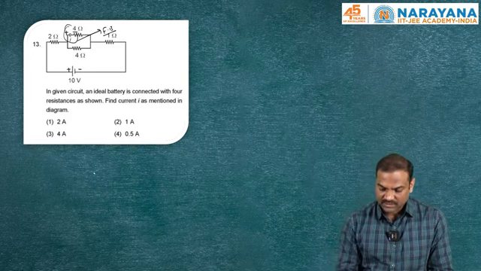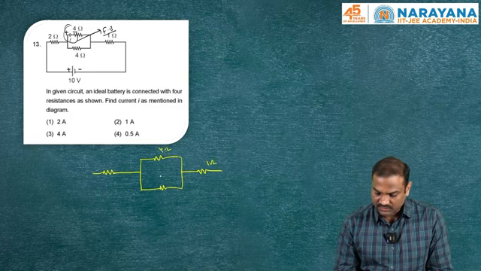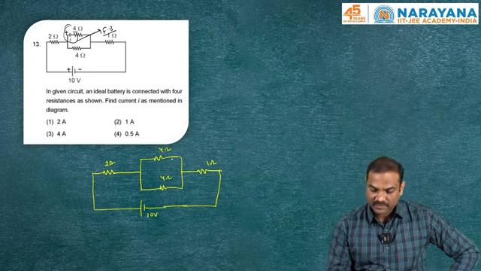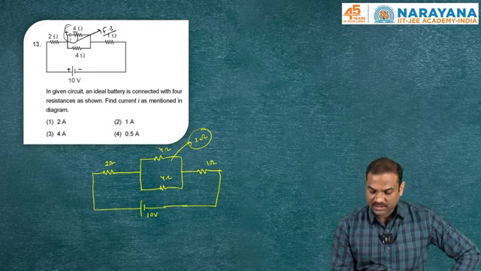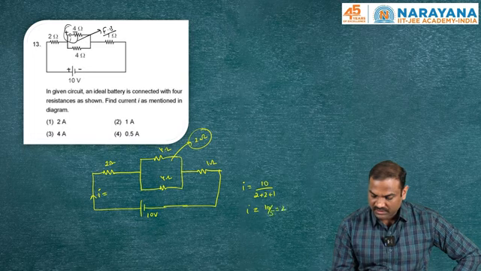Then the circuit we can redraw something like this. You can remove the diode, then the 4 ohm and 4 ohm will be in parallel. Then this is 1 ohm, this is 4 ohm and 4 ohm, and this is 2 ohm, connected to a battery of 10 volt. 4 ohm and 4 ohm in parallel give a net value of 2 ohm. Then 2 plus 2 plus 1 are all in series. Then the current in the entire circuit is 10 by 2 plus 2 plus 1, so it is 10 by 5, which is 2 ampere.